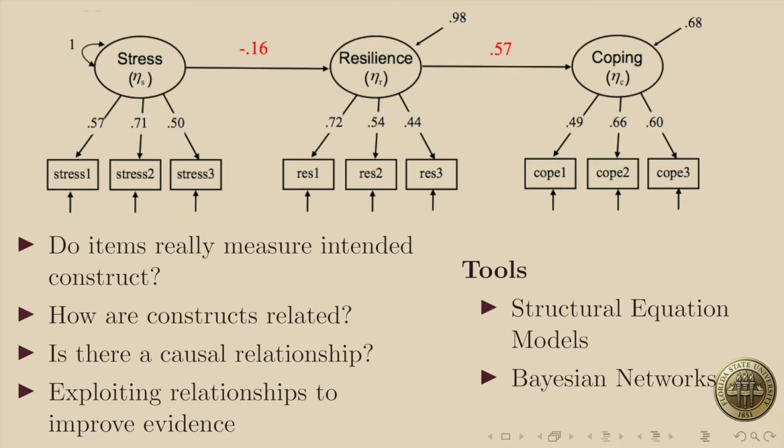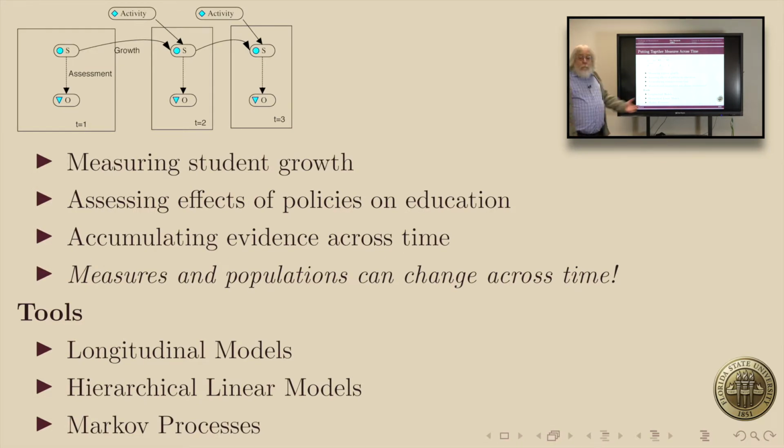Another thing that we have is relationships among constructs. We might be looking at the relationship between vocabulary knowledge and comprehension, or maybe we're looking at how vocabulary knowledge changes across times. We have tools like structural equation models and Bayesian networks which help us with that. Putting stuff together across time is also very important. We have things like longitudinal models, hierarchical models, and Markov processes that we're looking at there.